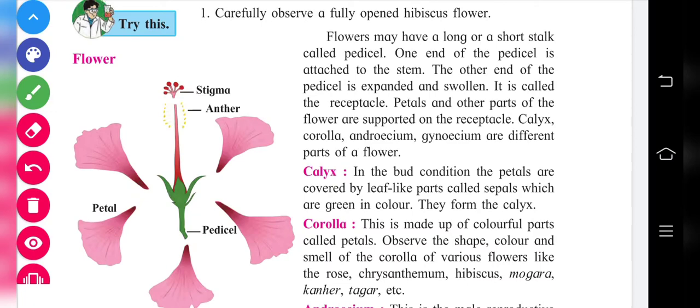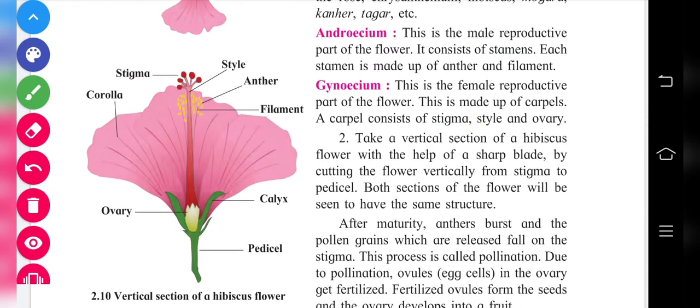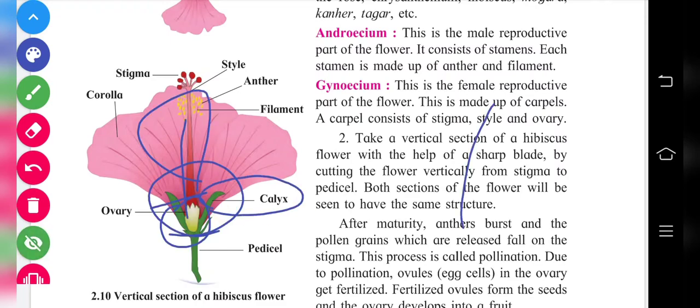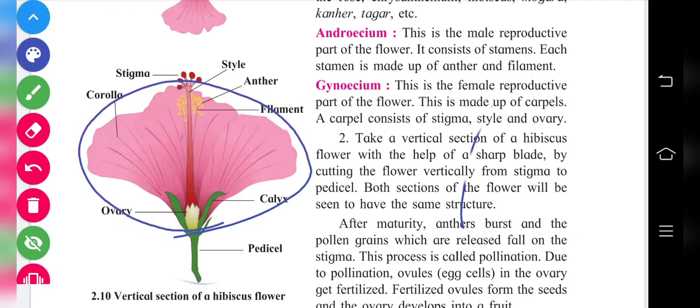The calyx is the outer whorl of the flower. This one is the calyx. So you study the calyx also. What is the specialty of the calyx? The calyx is the outermost whorl of the flower, green in color and protective in nature. They protect the flower from injuries and from insects and other things.